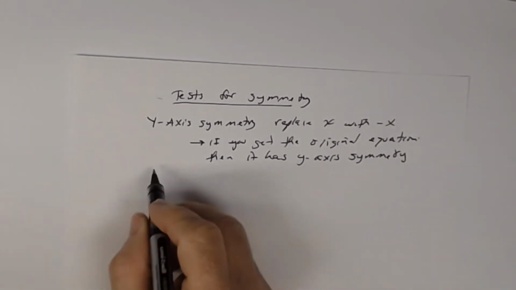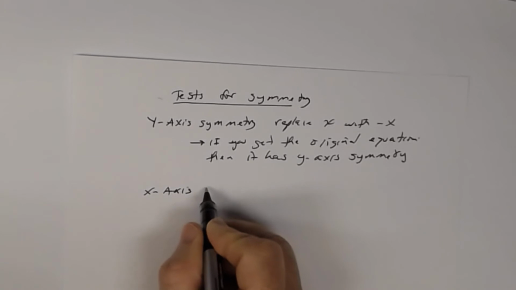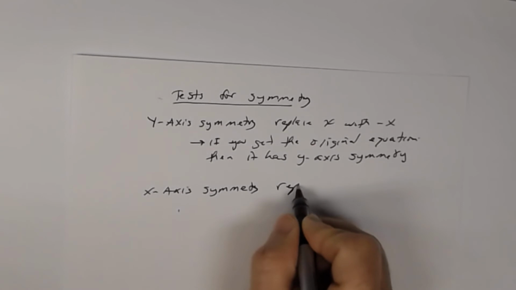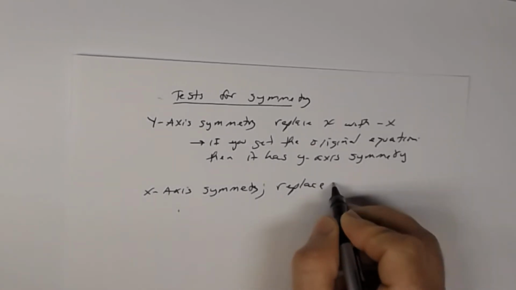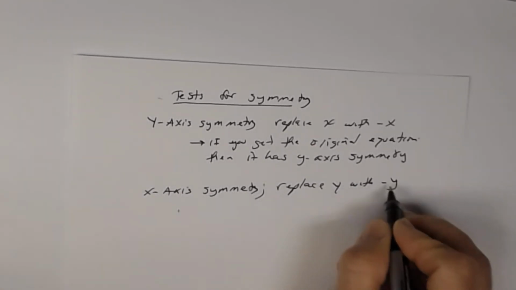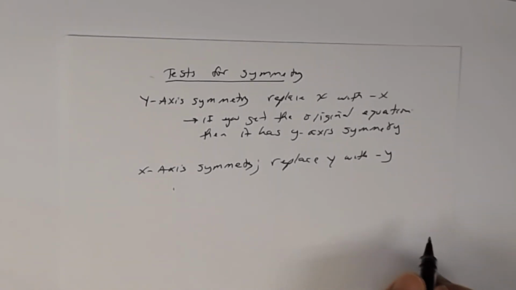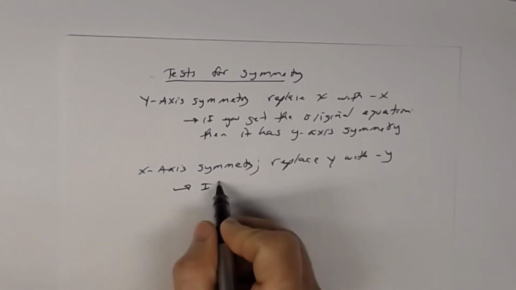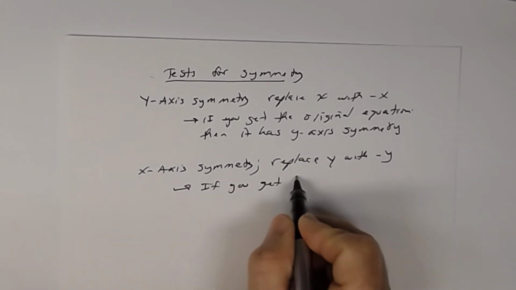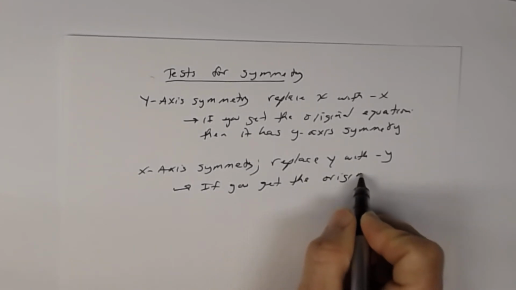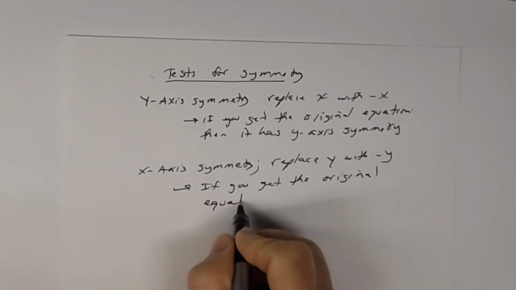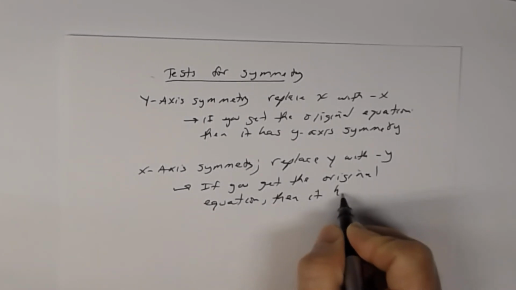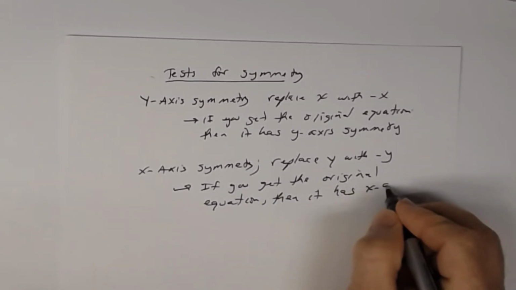Okay, now let's talk about x-axis symmetry. So to test for x-axis symmetry, you replace y with negative y. Replace y with negative y. And again, if you get the original equation, then it has x-axis symmetry.